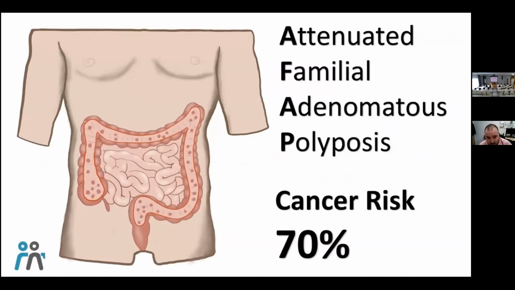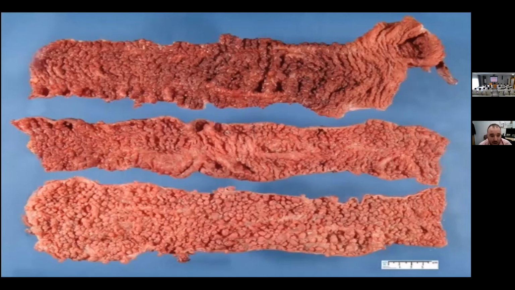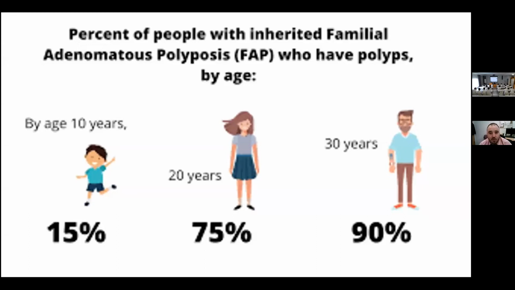And this is one of the specimens that you can see of how an FAP syndrome looks. There are multiple polyps, there are different criteria, but usually more than 100 to 150 polyps are found during the colonoscopy. The percentage of people who have polyps, as you can see here, grows rapidly with age, from around 15% at the age of 10 up to 90% at about the age of 30.